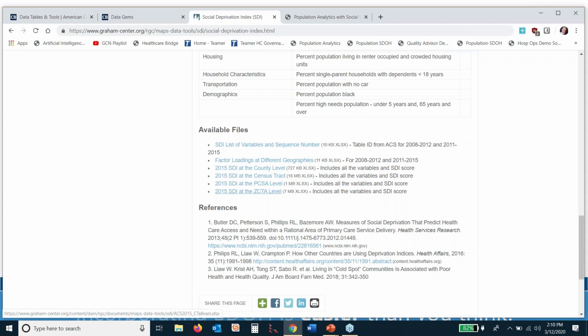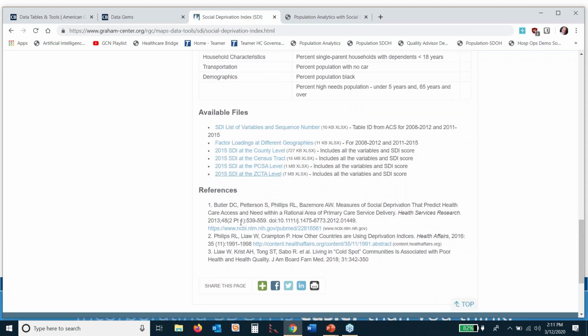So you can literally download these. Now, you will see that these are a little bit dated. They use the 2015 ACS data, but the information is there to compute the social deprivation index yourself from more recently available ACS data.